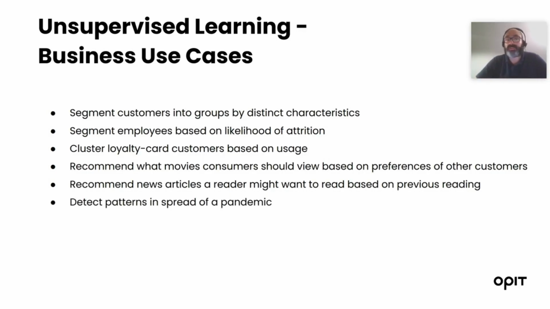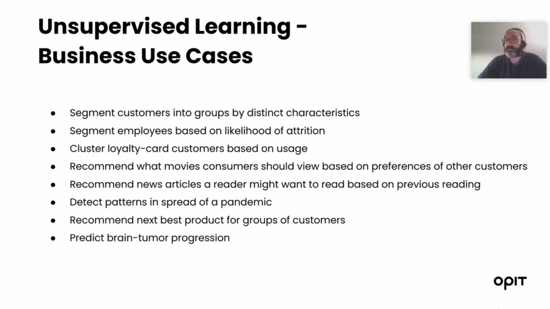We can also use unsupervised learning to recommend news articles a reader may want to read based on previous reading. We can also detect patterns, for example, in the spreading of diseases or pandemics. We can recommend the next best product for groups of customers. And another important application is to predict brain tumor progression, also because in that case we have no labels to use.